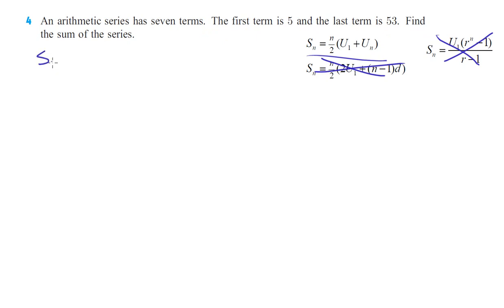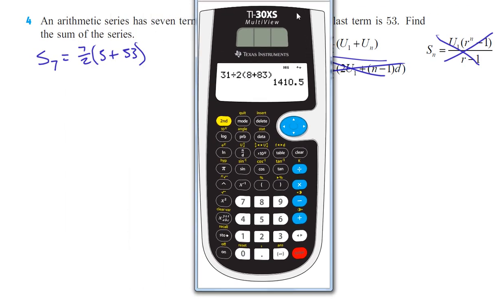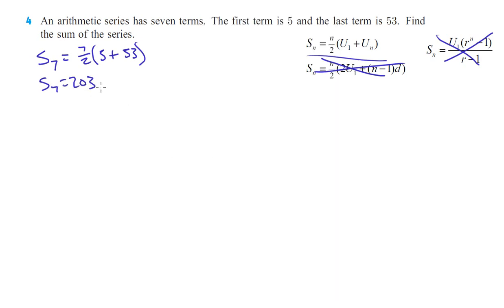So the sum of the first 7 terms of the series is going to be 7 over 2, all times the first term, which is 5, plus the last term, which is 53, right? And we're just going to calculate that out, and away we go. I like this one. So we get 7 divided by 2, all times 5 plus 53, or just times 58. And that gives us 203. So the first 7 terms of that sequence are going to add up to 203.